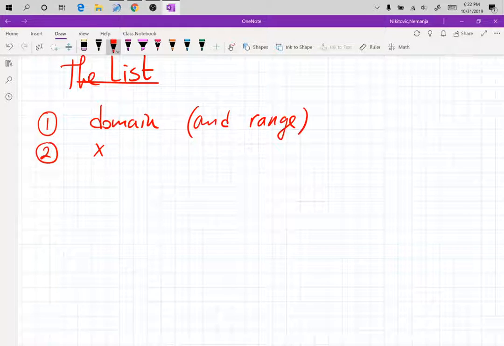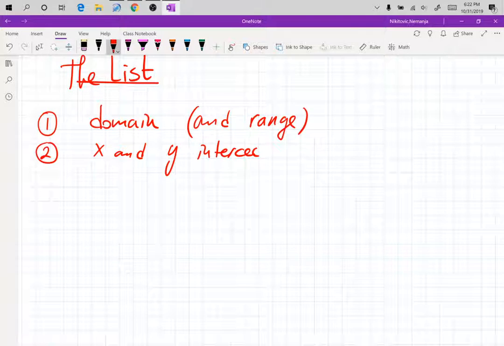Number 2, X and Y intercepts. We have the X and Y intercept concept from algebra, where the function cuts through either the x-axis for x-intercept or the y-axis for y-intercept, and you find those when you set either x or y to 0, depending on which one you're looking for. So for x-intercept, you set y to 0. For y-intercept, you set x equal to 0.